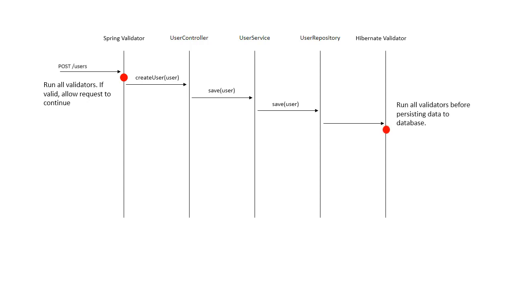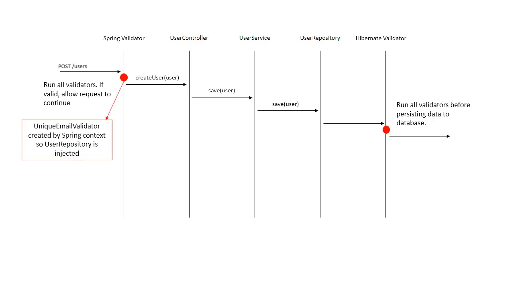And the other layer is the Hibernate Validator, which is running after the user repository. Again, this is running all validators before persisting data to database. And there is a difference between these two. In the Spring Validator, the unique email validator is created by Spring. And in the Spring context, we have the user repository. So Spring is able to inject user repository. Therefore, we don't see the null pointer exception occurring when the Spring Validator is running.